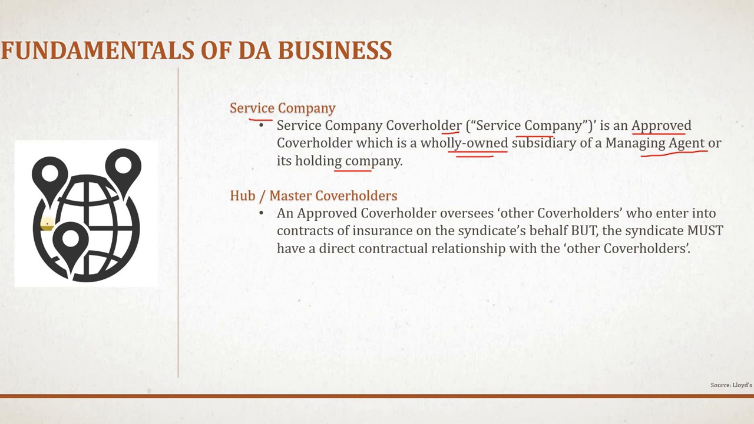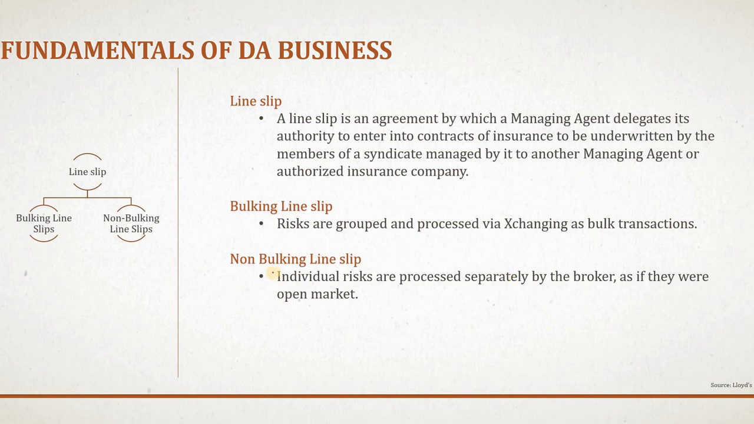Now, what is a hub or master cover holder? An approved cover holder oversees other cover holders who enter into contracts of insurance on the syndicate's behalf, but the syndicate must have a direct contractual relationship with the other cover holders. The specific role and authority of the master cover holder should be specified within the binding authority agreement. All the cover holders involved must be approved by Lloyd's, and each binding authority agreement must be registered within the BAR system.